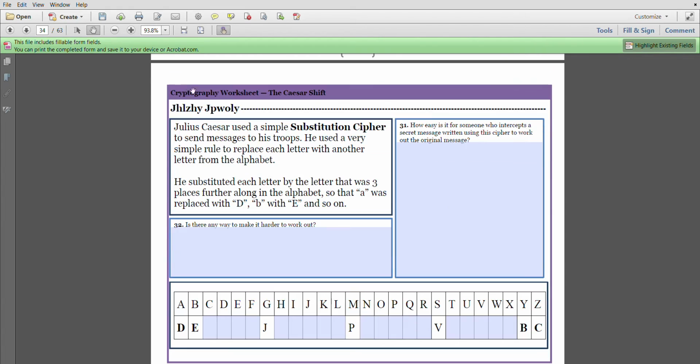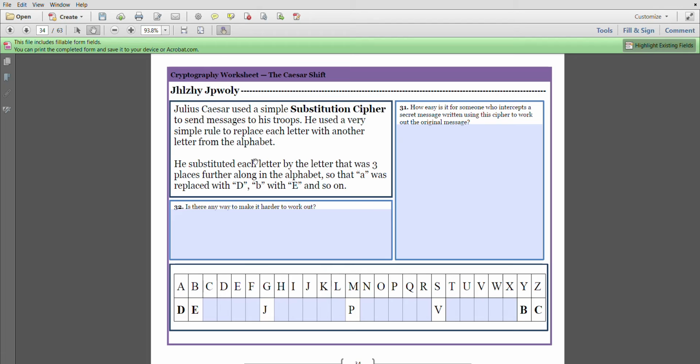Page 34, cryptography worksheet, the Caesar shift. Julius Caesar used a simple substitution cipher to send messages to his troops. He used a very simple rule to replace each letter with another letter from the alphabet. He substituted each letter by the letter that was 3 places further along in the alphabet, so that A was replaced with D, B with E, and so on.